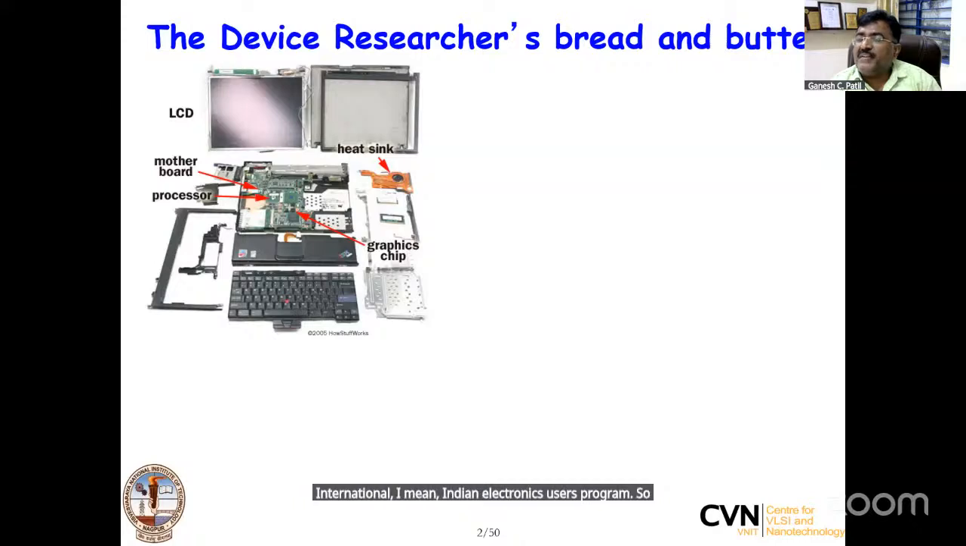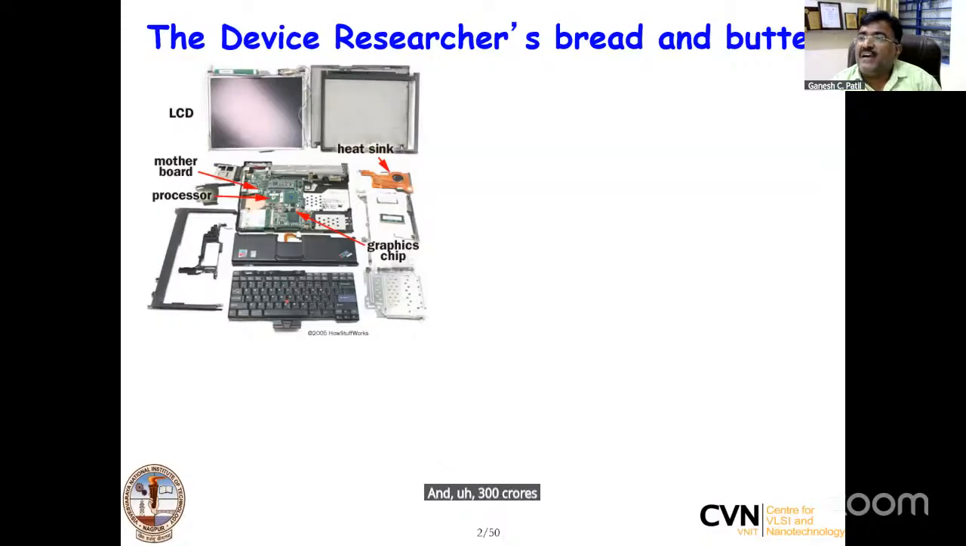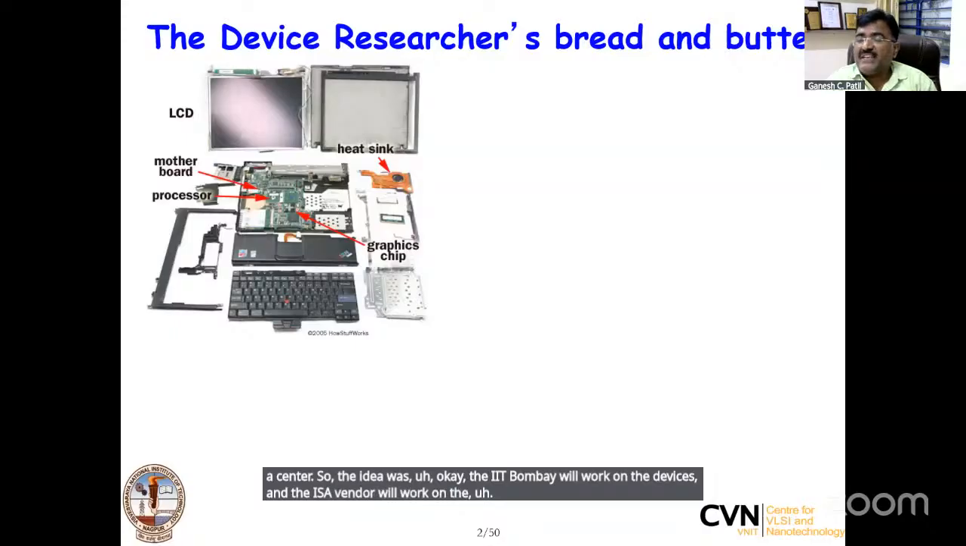The government of India spent around 300 crores on IIT Bombay for establishing the lab, and 300 crores on IISc Bangalore to make the sensor center. The idea was that IIT Bombay would work on the devices and IISc Bangalore would work on the material side, and this is the kind of research the Indian government started.